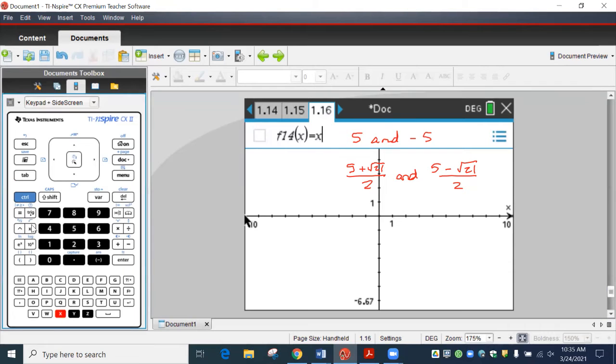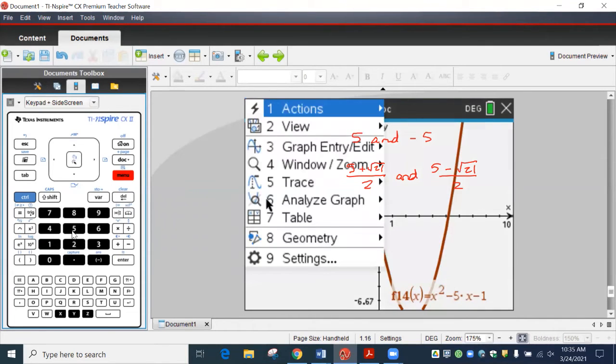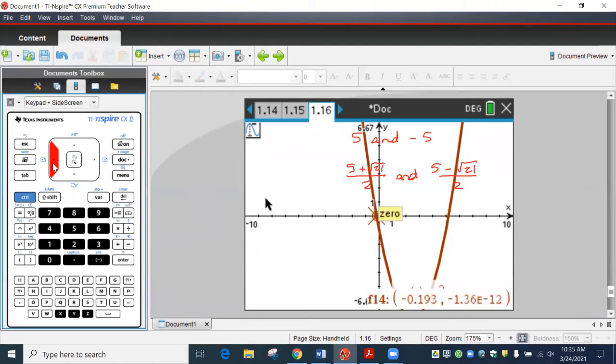So it's x squared minus 5x minus 1. All right, so my two answers are where they're touching the x-axis. So we're going to hit menu 5-1. And my first one is this negative 0.193. Now, I need you to write this on your paper. You can't really do what we're about to do if you don't write these down. So you're going to write down on your paper what I'm looking for. I'll write it down right here.